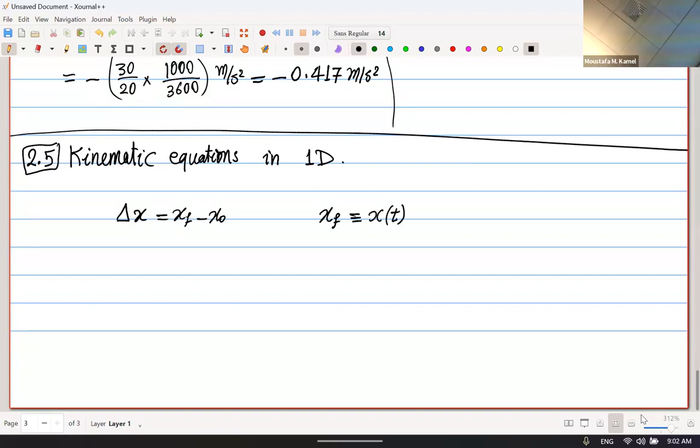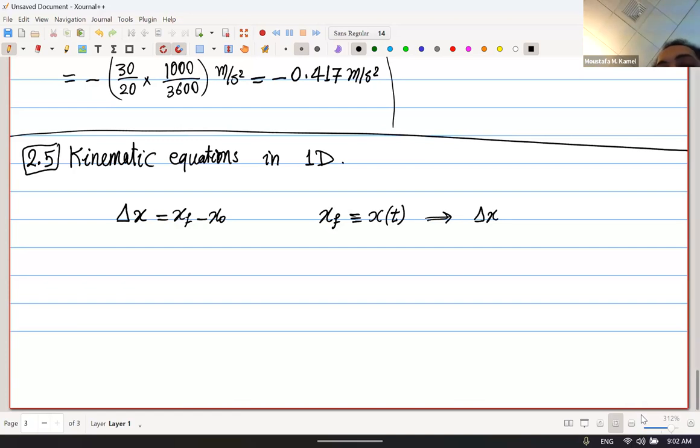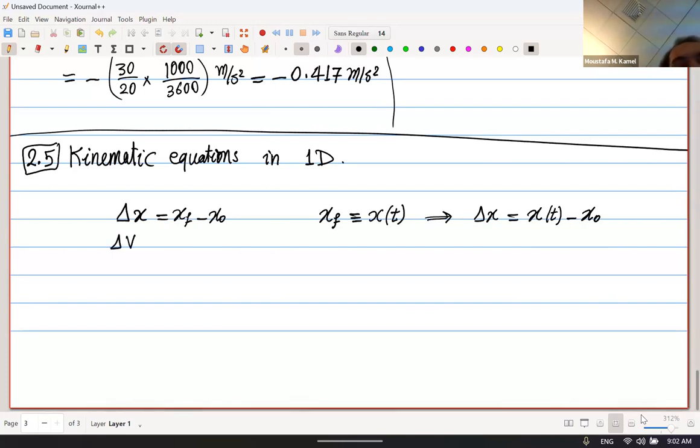This is a function notation. Okay, so this is the position at a time t. So then delta x becomes just the position at time t minus the initial position that I have. Okay. And I will do the same thing for velocity. So the change in velocity is velocity final minus velocity initial. I will write down velocity final as velocity as a function of time. Then delta v is, actually I can rearrange that.